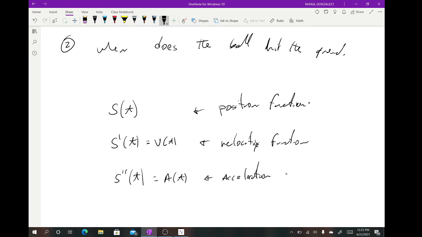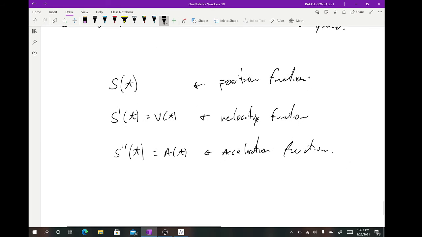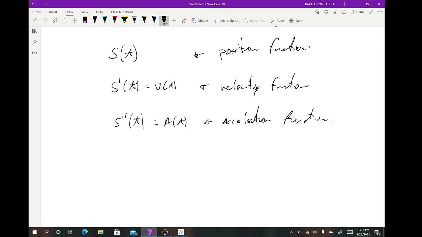So this is the so-called acceleration function. In this particular problem, we are told that we begin with some initial velocity and some initial position. Instead of working from the top down, from the position, velocity, and acceleration, we're actually working from the bottom up. So instead of taking derivatives, we're going to be taking antiderivatives.